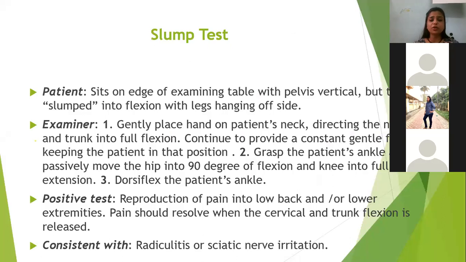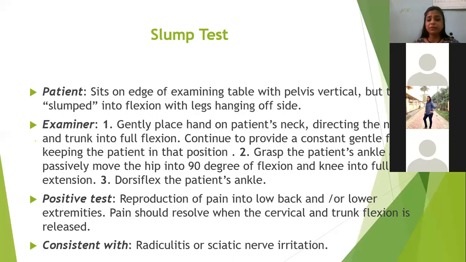Slump test. In this, you have to make the patient sit on a table or a chair vertically so that the pelvis is in vertical position, but slumped into flexion while the legs are hanging off the side. Gently place your hand on the patient's neck, directing the cervical spine and the trunk into full flexion. Bring the upper body down in flexion, and the pressure should be very gentle.